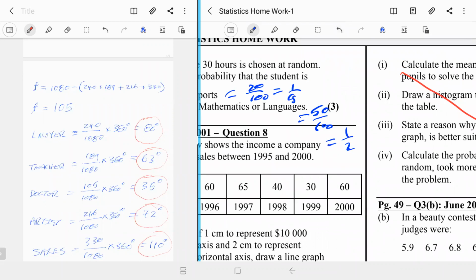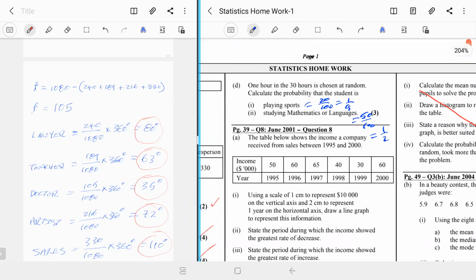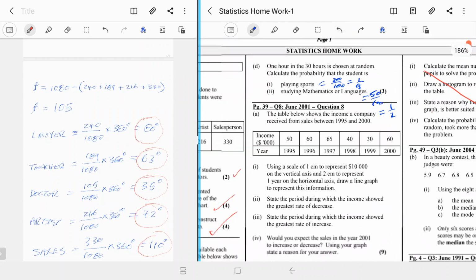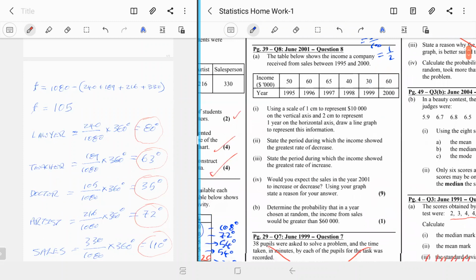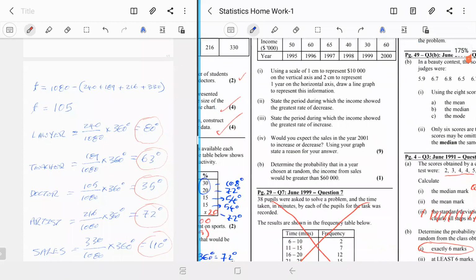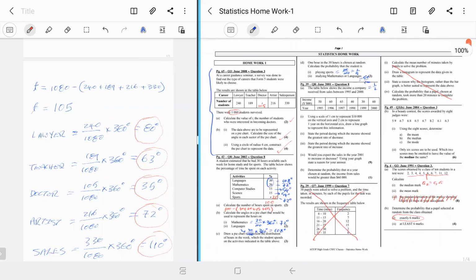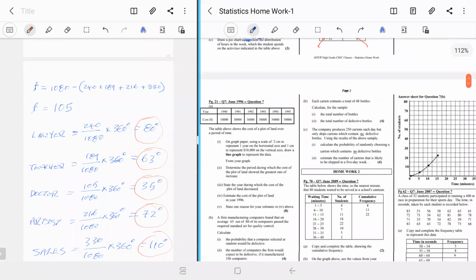So again, math or language, all right, so that is that. But what I want to do next is one of the trend questions, one that is asking us to predict what's going to happen in the following year. One that tells us to predict what's going to happen next.